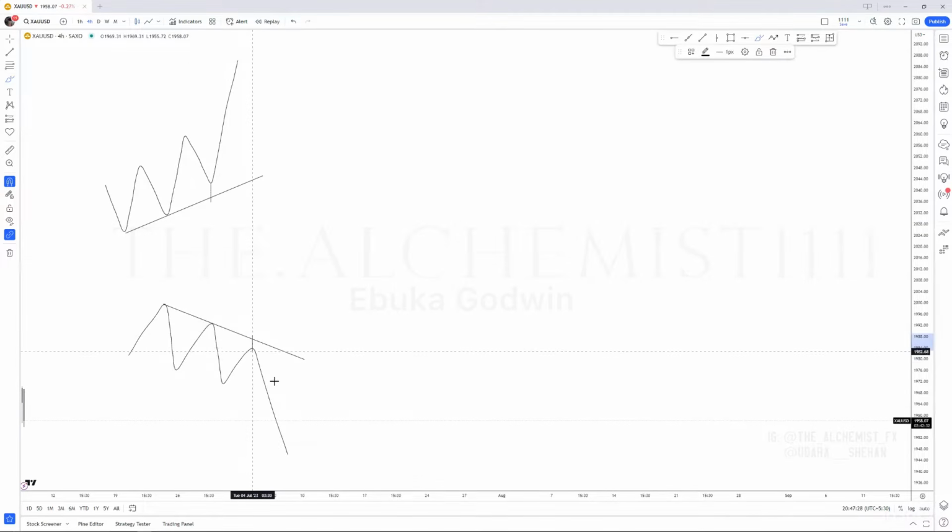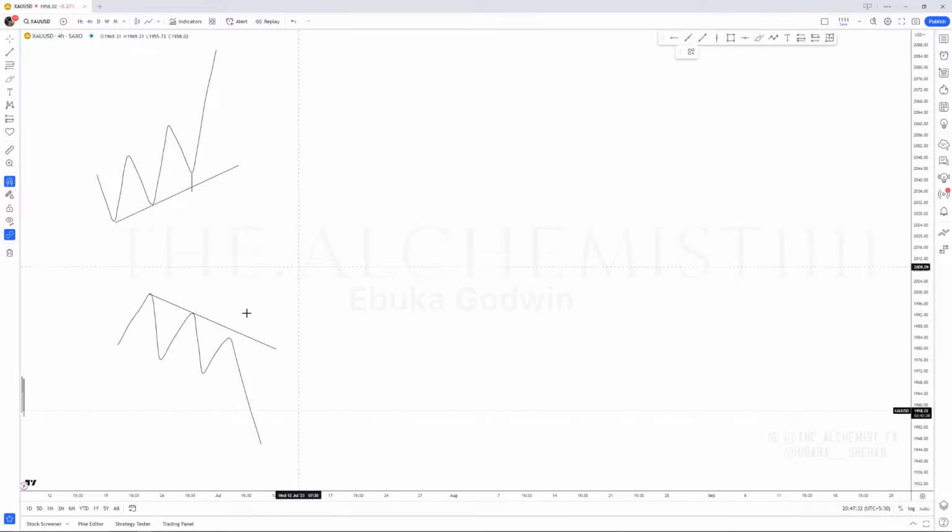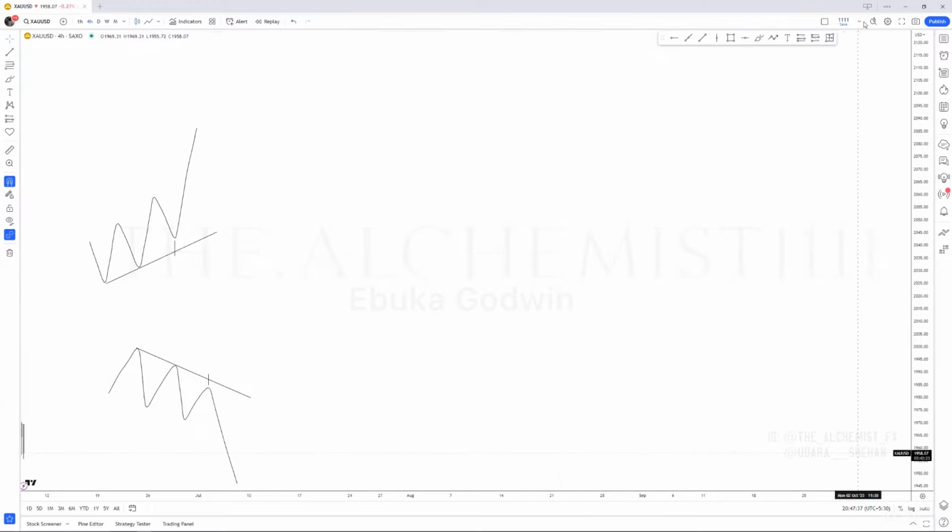Okay, so look at this. This could be the entry. Okay, so that is a continuation trend line. This is what we call a continuation trend line. Now, these are my favorite types of TLs, trend lines.